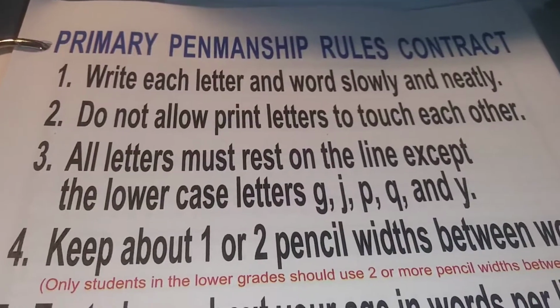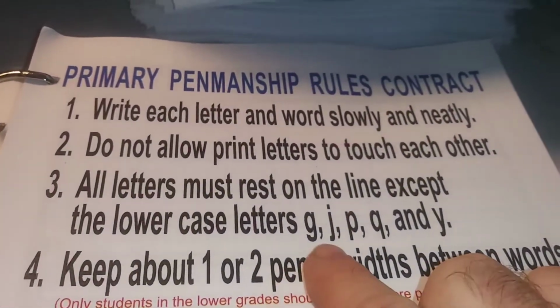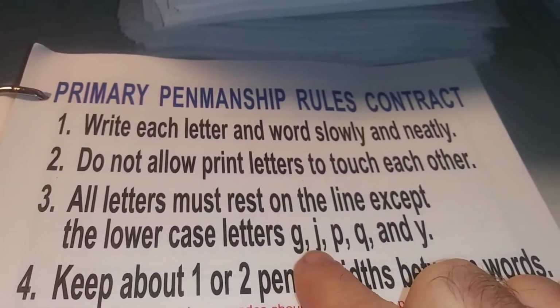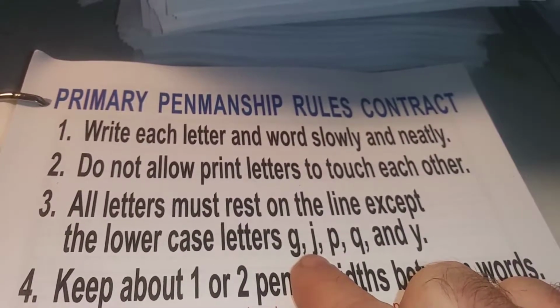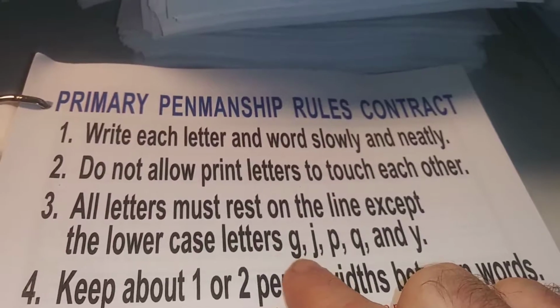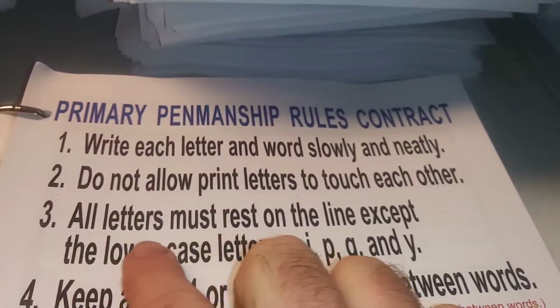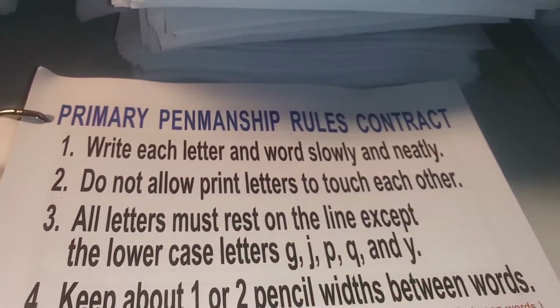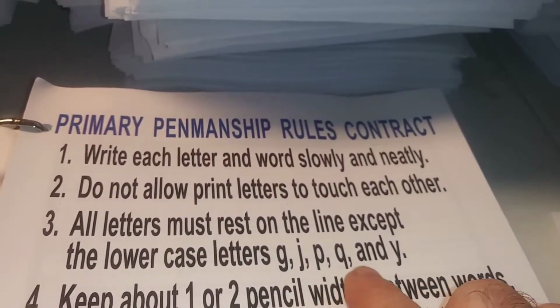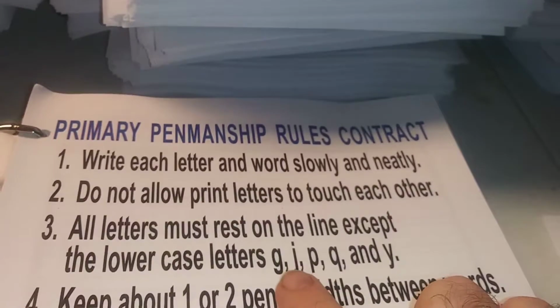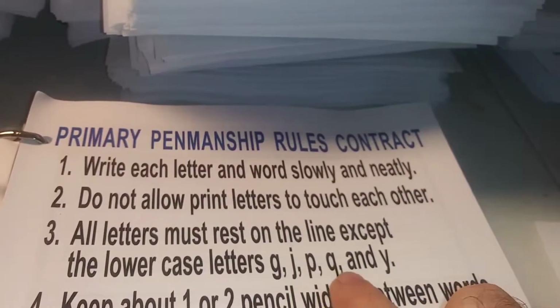Number 3 has commas in it, so even if we're not working on punctuation, we're just working on penmanship right now, you could still make them aware of punctuation when they're reading, no matter what subject. Capital, pretend to put in a cap. All letters must rest on the line except the lowercase letters g, j, p, q, and y, period. Because those commas are there, you're not stopping the sentence, you're slowing them down.